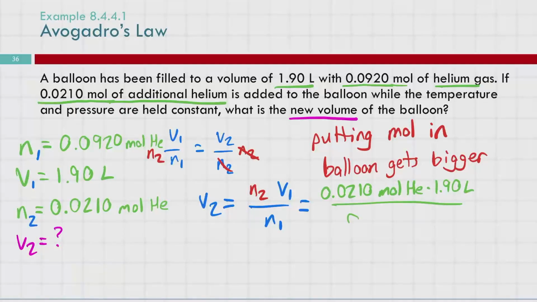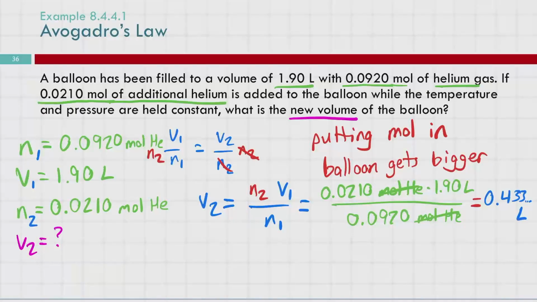We've got moles of helium on the top and the bottom, so those cancel. Liters is the unit that's left over, but if we look at what happens with our volume, our new volume is predicted the way we've calculated this. Our new volume is 0.433 and some change liters.